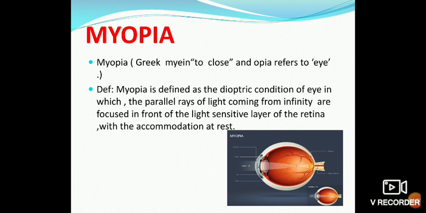Myopia is also called nearsightedness. In Greek, myo means to close, ops refers to eye. It means these people prefer to see a near object. Okay, that is nearsightedness. The distant object they do not see clearly. That's why it is called myopia. Okay.